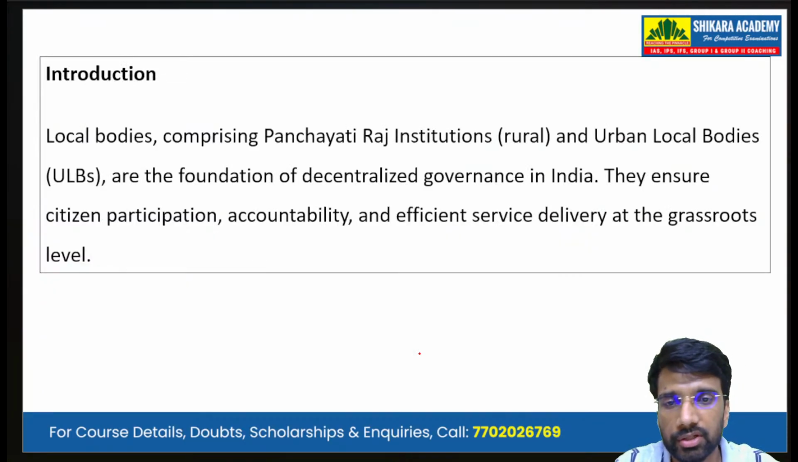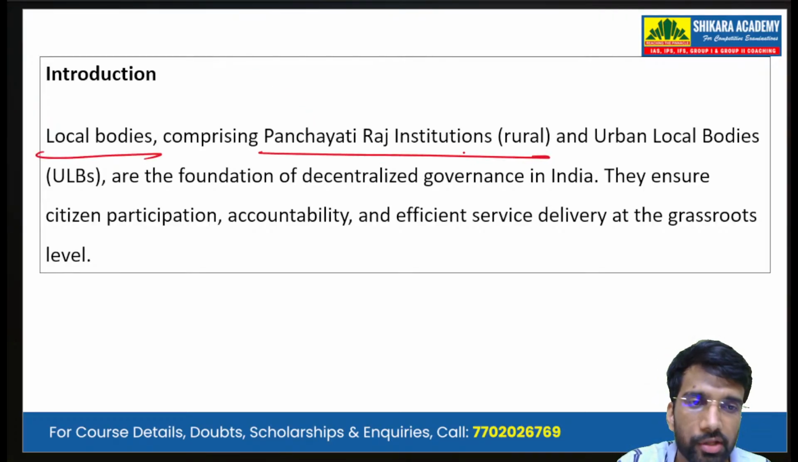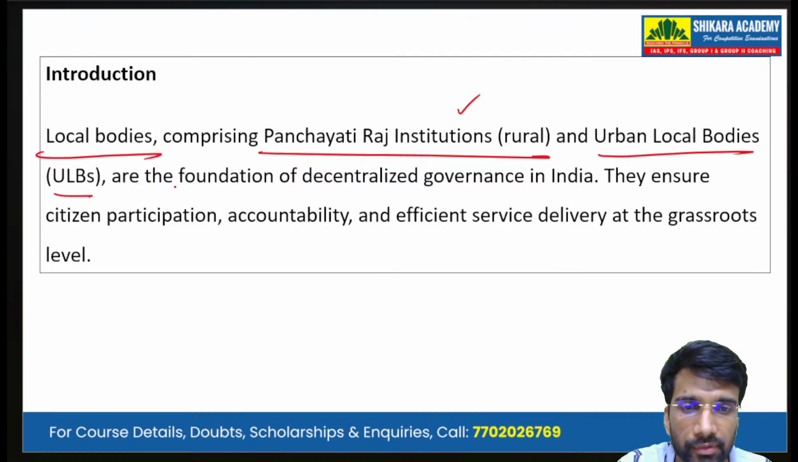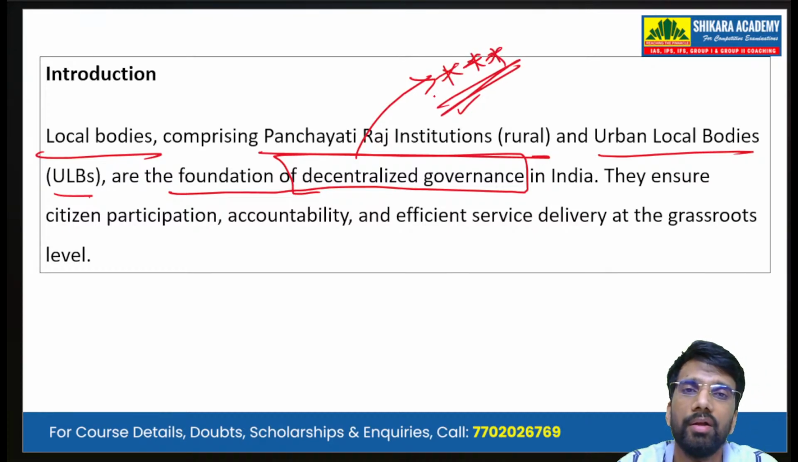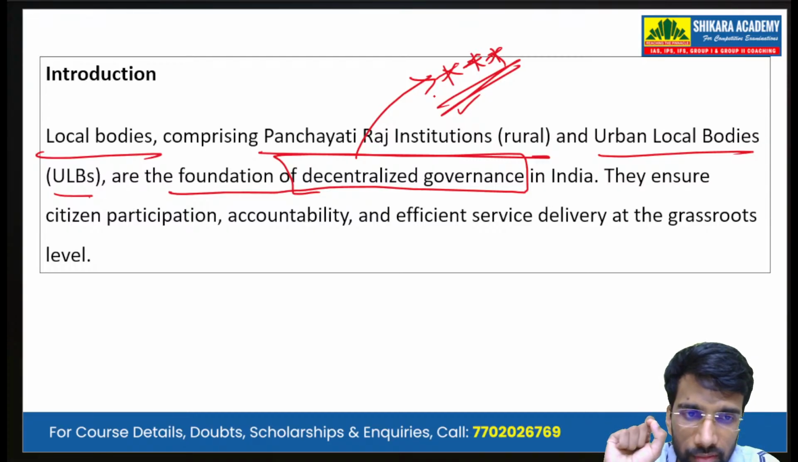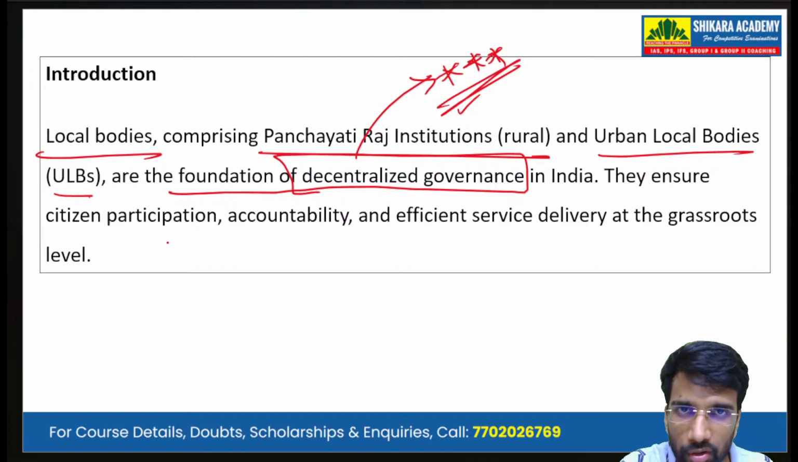Moving on to the introduction. Local bodies, they comprise the Panchayati Raj institutions in the rural areas and the urban local bodies, they are the foundation of decentralized governance in India. Now, this decentralized governance is the key word here. These local bodies are the institutions for decentralized governance in the country, and what do they ensure?